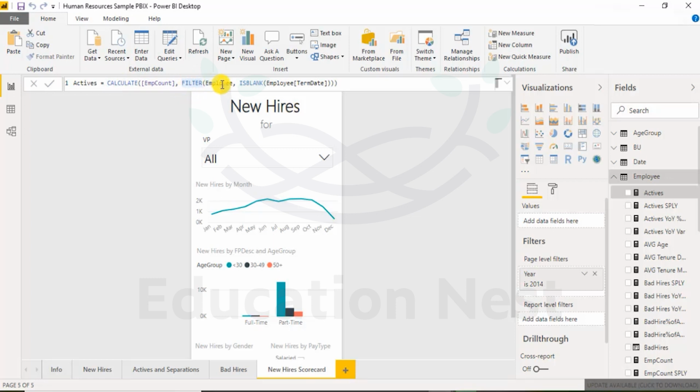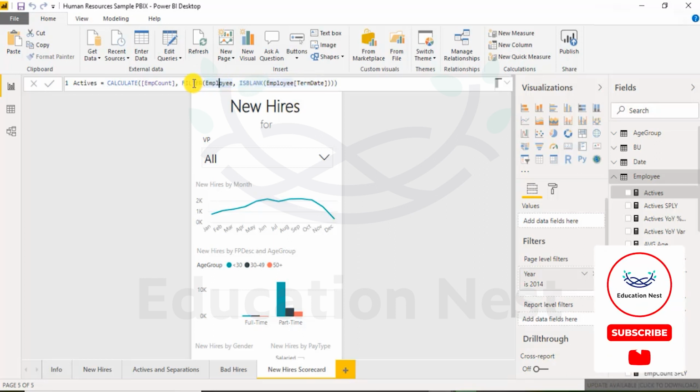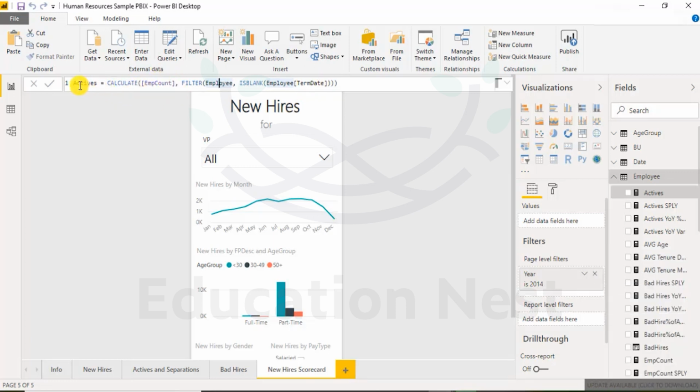filter, where they are filtering the employee table wherein the termination date is blank. So wherever the termination date is blank in the employee table, only those records are calculated for counting. So the ask was, how do we identify active members right now in the database?